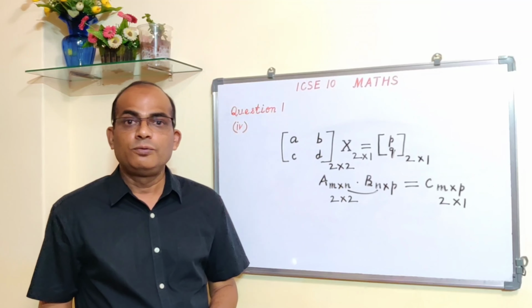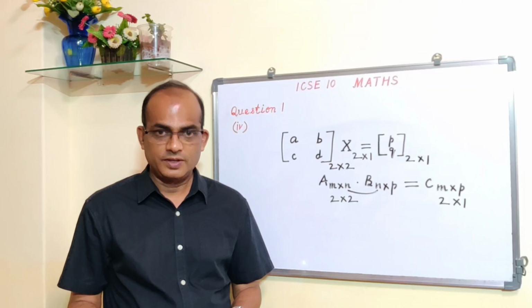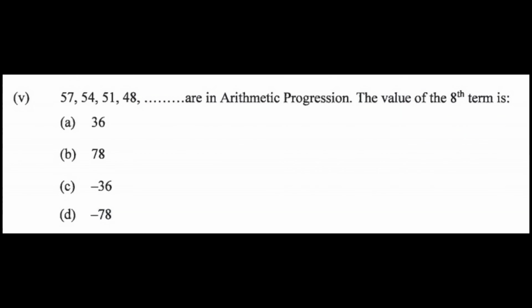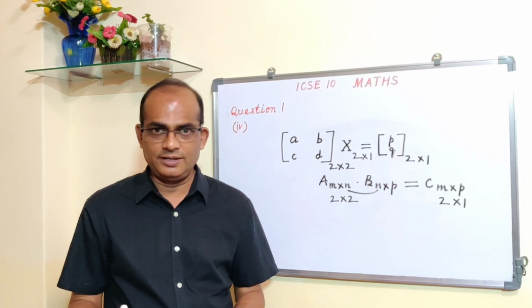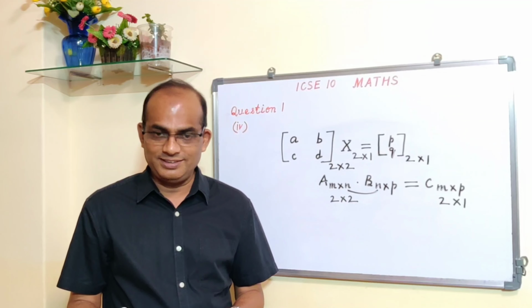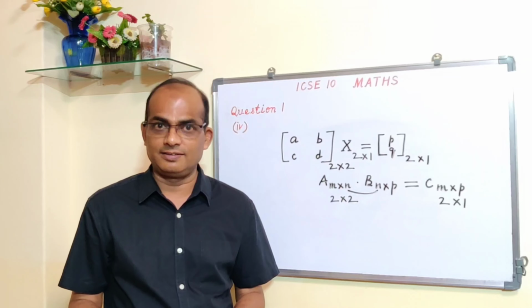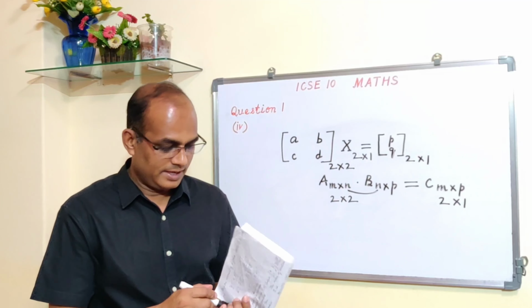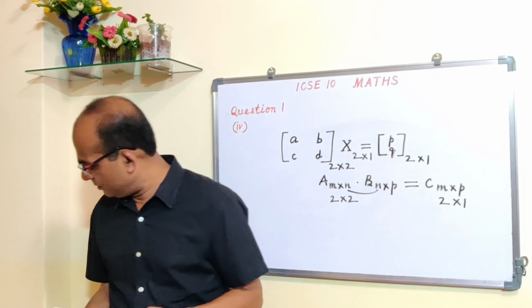Next, the fifth sub question. The question is: 57, 54, 51, 48 and so on are in arithmetic progression. The value of the 8th term is... I can tell you the option directly. Option A is correct and the answer is 36. But how? Let's see. This is the fifth sub question.